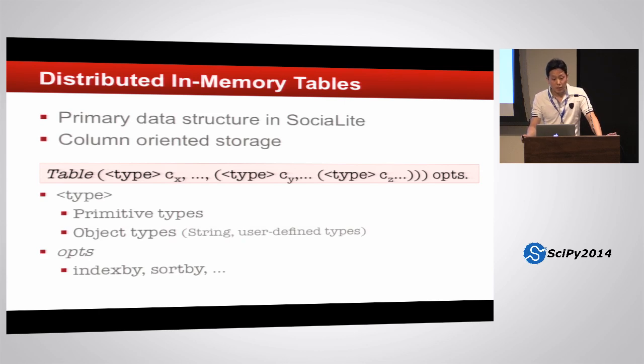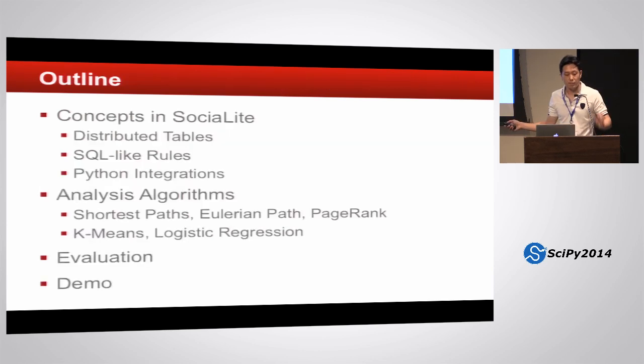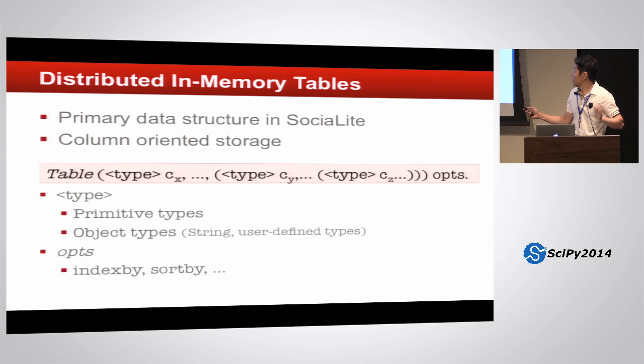Distributed in-memory tables are the primary data structure in SociaLite to store user data. They are column-oriented storage, meaning that items in the same column are contiguously stored in memory. And this statement declares a SociaLite table. You first write down the name of the table, followed by column declarations. The type of the column can be primitive types, int, long, float, or it can also be object types, strings, or any user-defined types.